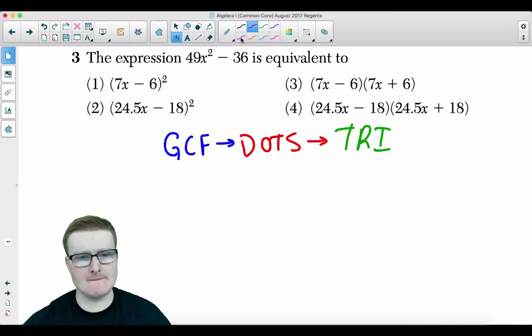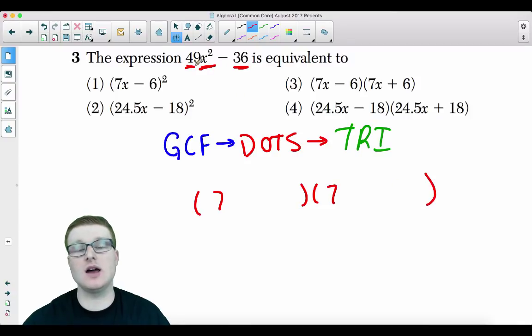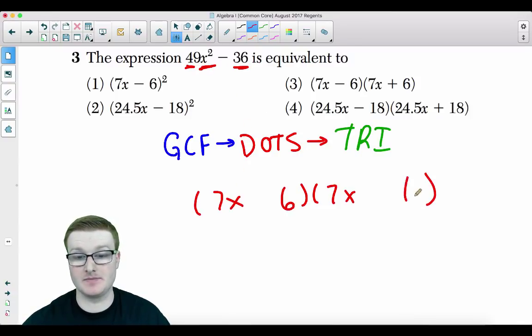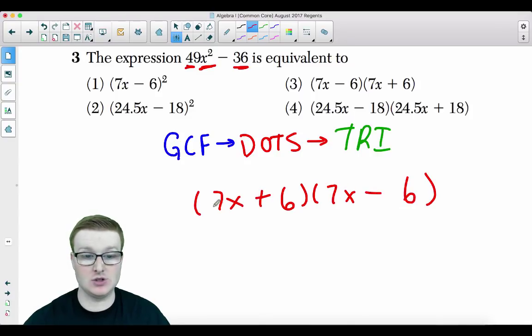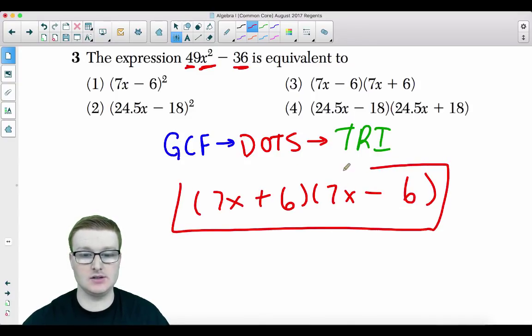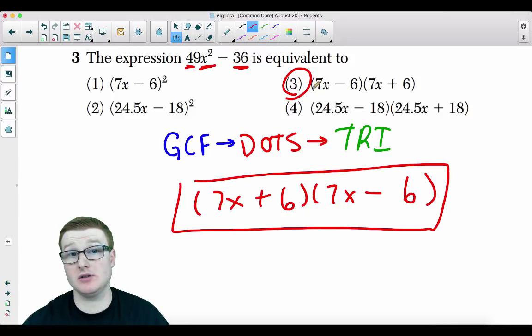So, we just do the difference of two perfect squares. 49 is a perfect square, x squared is a perfect square, and 36 is a perfect square, and it's subtraction, so we know it's the difference of two perfect squares. The square root of 49 is 7. I'm going to set up my double bubble. Square root of 49 is 7. Square root of x squared is x. Square root of 36 is 6. Just add that plus minus in between, and that is your answer. Your answer is choice 3.